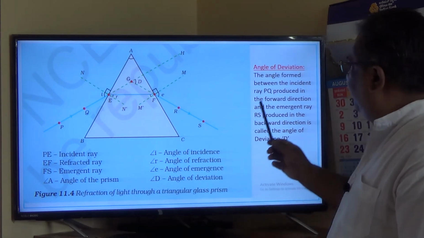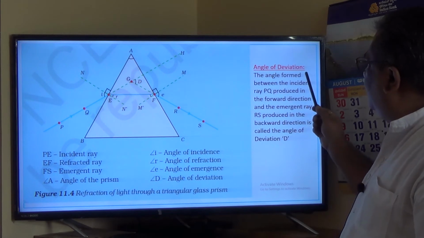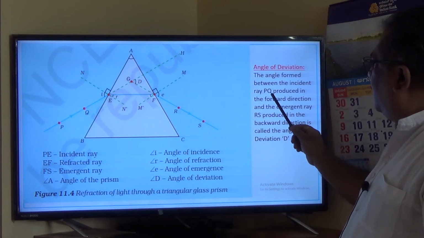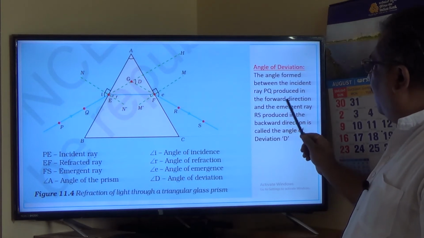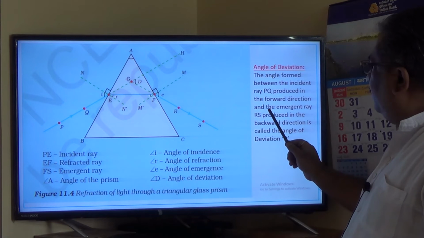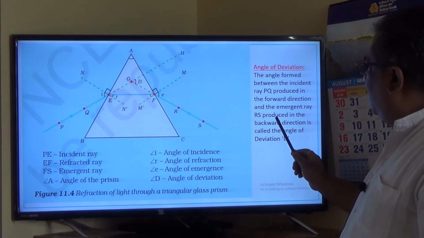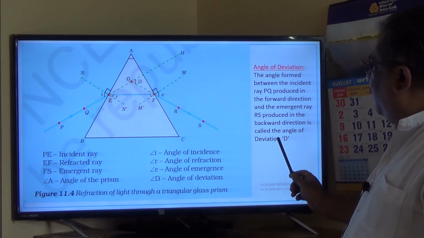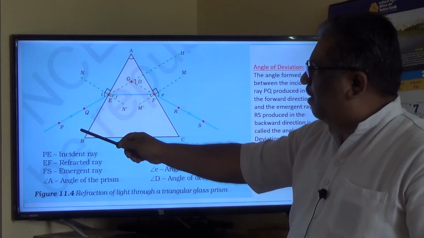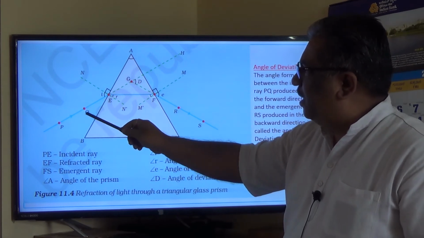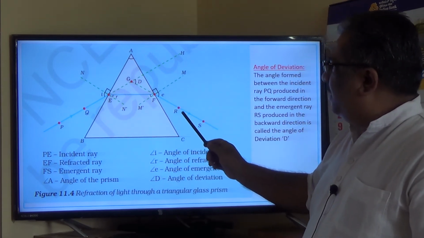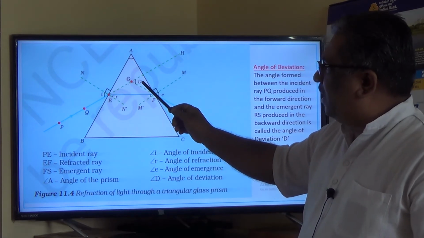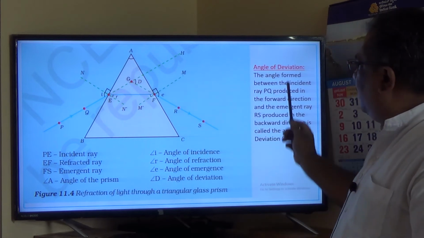And here there is a definition of angle of deviation, which is important. The angle formed between the incident ray PQ produced in the forward direction and the emergent ray RS produced in the backward direction is called the angle of deviation D. So make a note of this one.